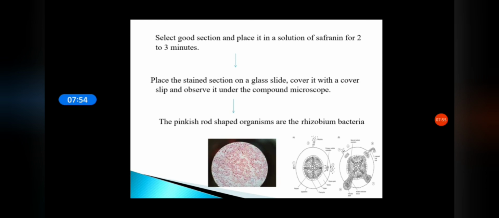Here the safranin acts as an indicator. Then place the stained section on a glass slide, cover it with a cover slip and observe it under the compound microscope. We would be able to see the pinkish rod-shaped microbes under the microscope as shown in the following diagram, and these are the Rhizobium bacteria.